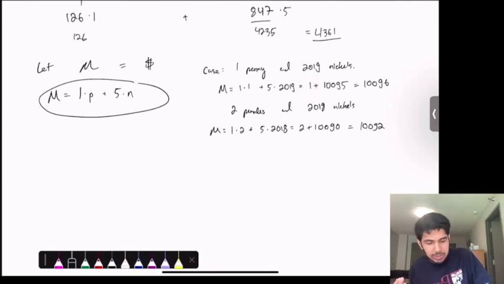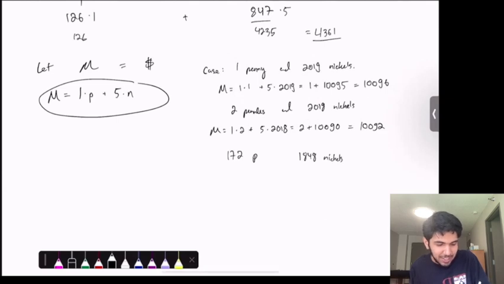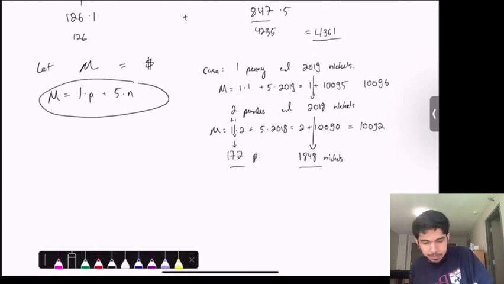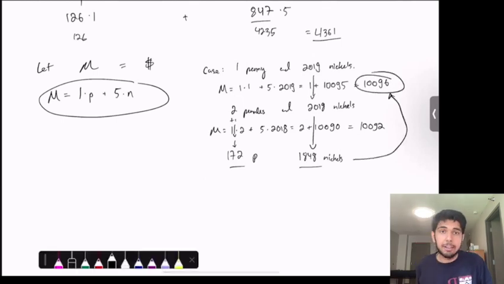So even if we choose like 172 pennies and 1848 nickels, I hope that's right, we know for certain that this will be less than 10,096 because we just kept on adding pennies to get up to 172, and then we kept on losing nickels to get to 1848, and we're losing 4 cents each time, so it's going to be less. So this is indeed the greatest amount of money you could have.